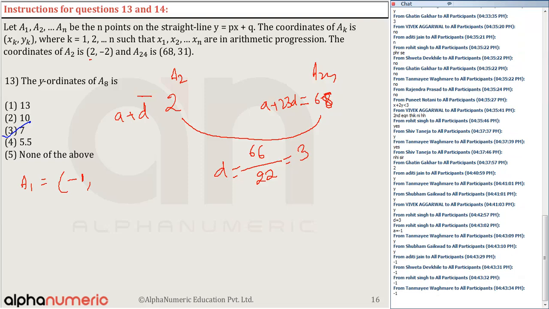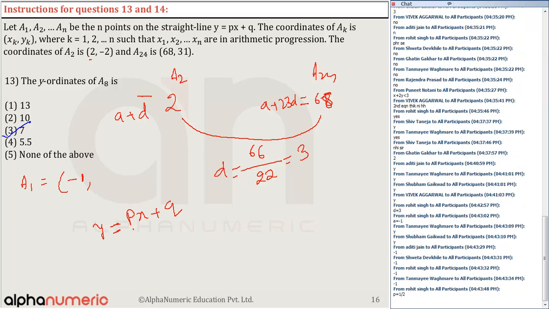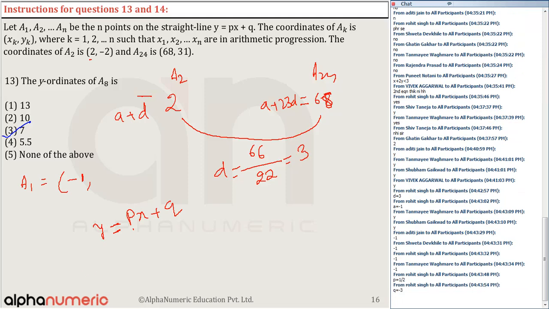Now we also know that the equation of the line is y is equal to px plus q. तो अब मुझे p और q फाइंड आउट करना होगा, ठीक है ना? So if I say y is equal to px plus q, so from the point A2 I can say y is -2, so 2p plus q. And from A24 I can say y is 31, and x is 68, so 68p plus q. And by solving these two equations you can find out what is p and what is q.